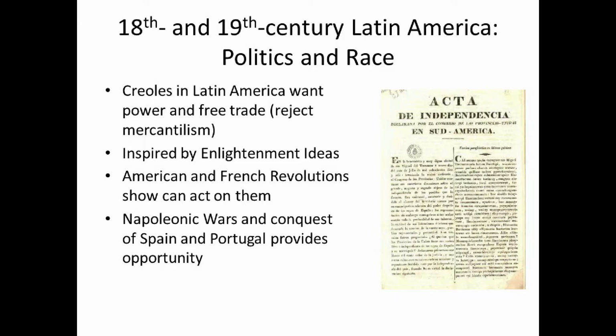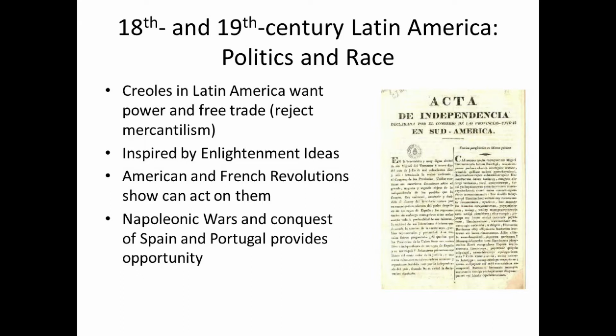So, and remember, the Creoles are frustrated in particular because they feel discriminated against by the Peninsulares. The Creoles say, why is it you Peninsulares get to be in charge? We're just as white as you. We're just as European as you, even though we were born here. And in fact, because we were born here in Latin America, who better than to govern it?